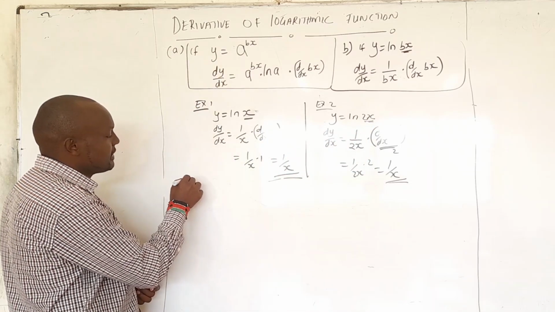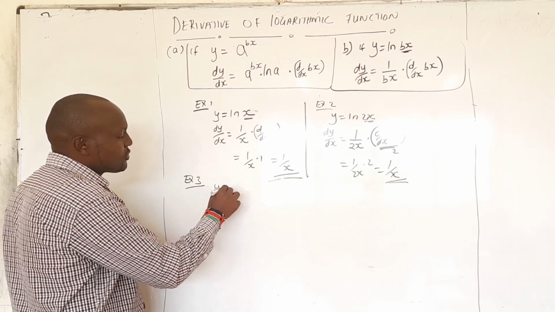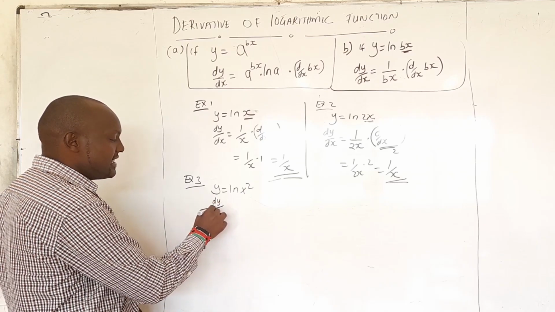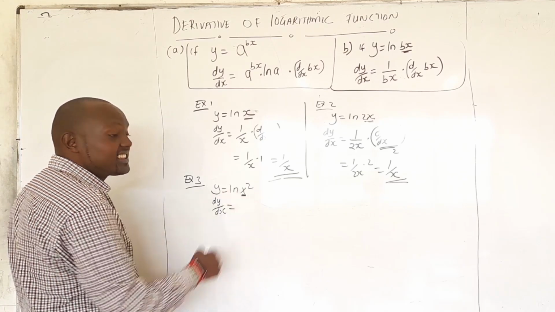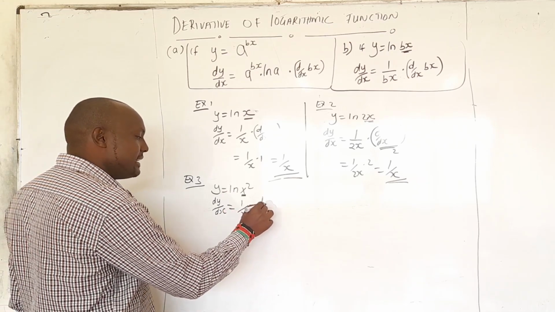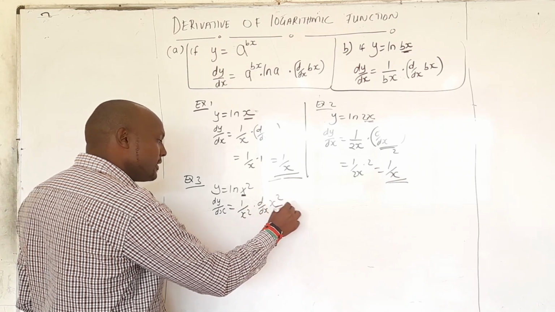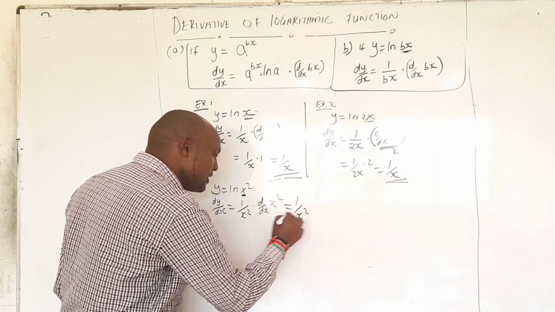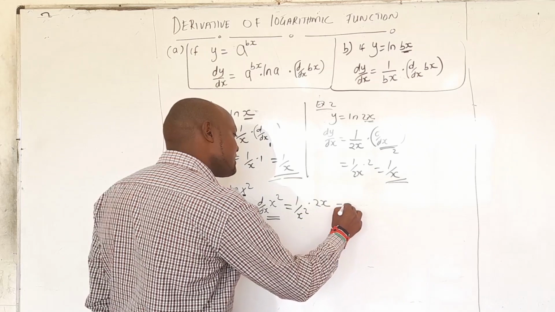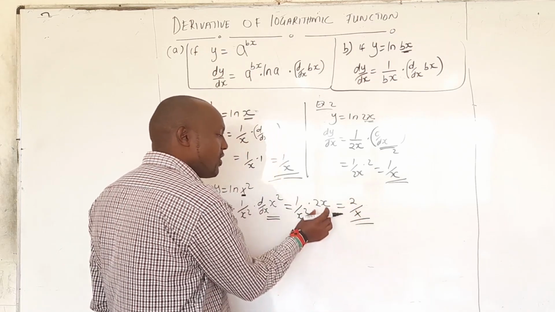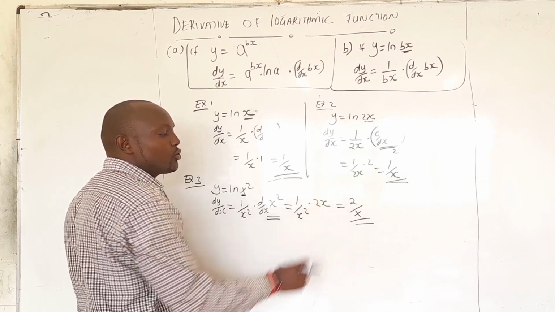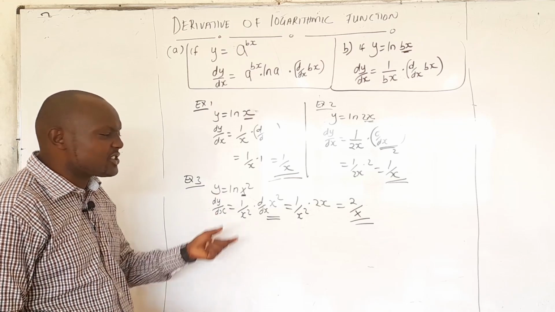Maybe we can take example 3. y is equal to natural log of x squared. How do we differentiate that one? dy over dx. We said our main focus is this x squared. So it will be 1 over x squared times derivative of x squared. So derivative of x squared is 2x. So now the answer will be 2 over x, because this x and this x will cancel out. You'll be left with 1 x at the denominator. So it will be 2 over x. That's how we differentiate natural logarithm.